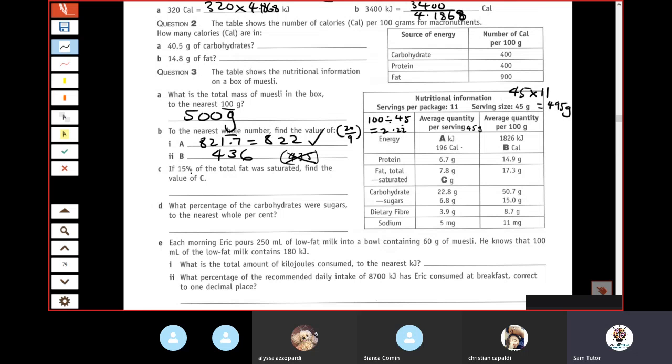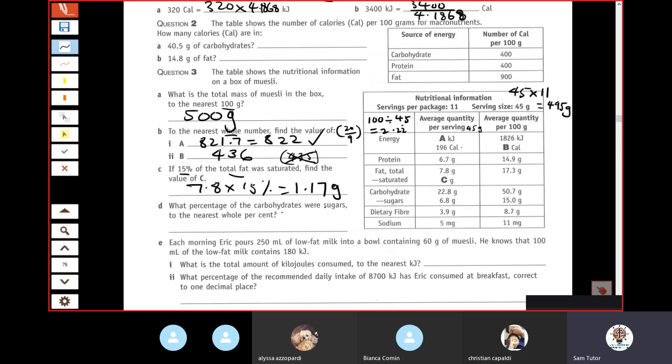Okay. If 15% of the total fat was saturated, find the value of C. Well, that's very easy. 7.8 times 15%. 1.17 grams. And then what percentage of the carbs were sugars?